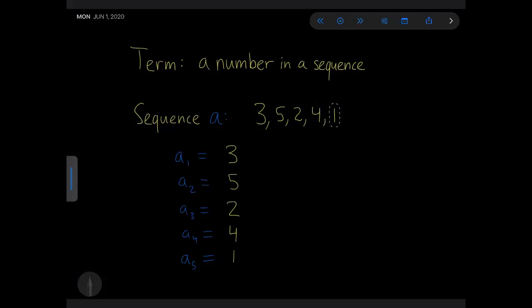So all these subscripts below the letter, like where it says A sub 1, that subscript refers to what term it corresponds to in the sequence. So A1 is the first term, A2 is the second term, etc.